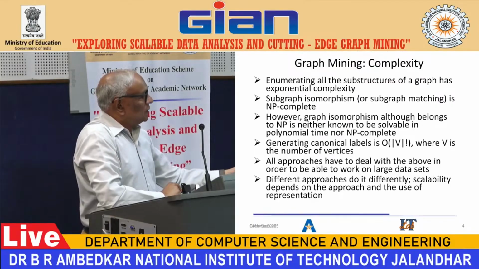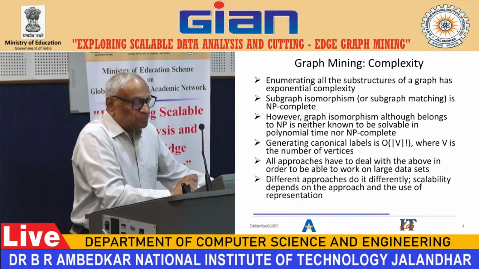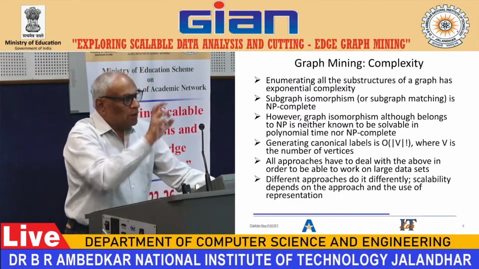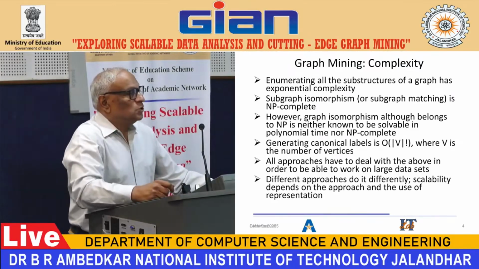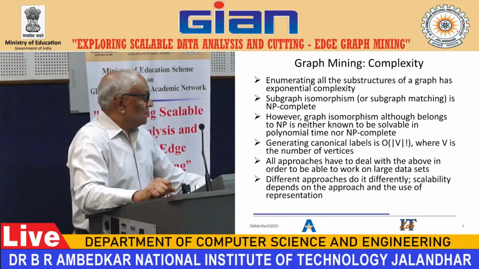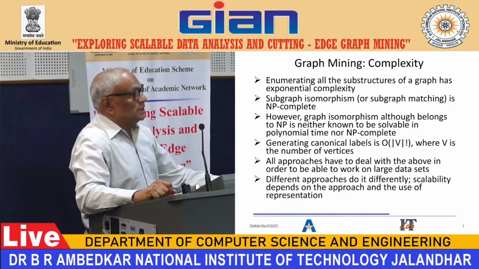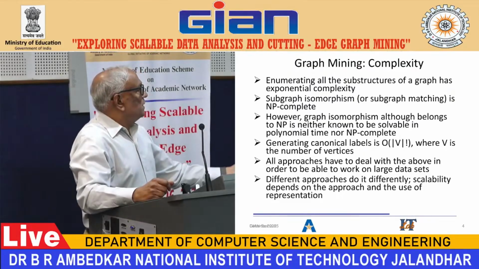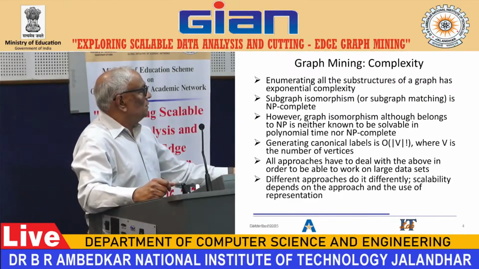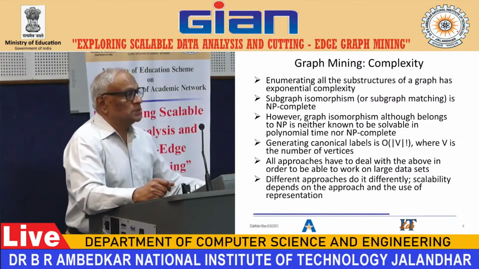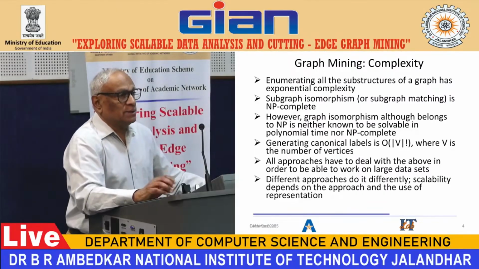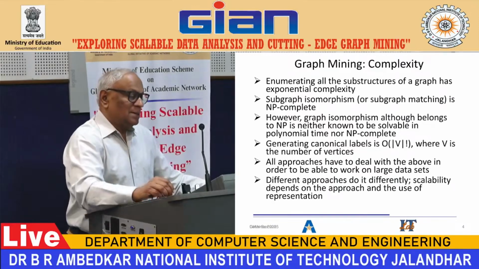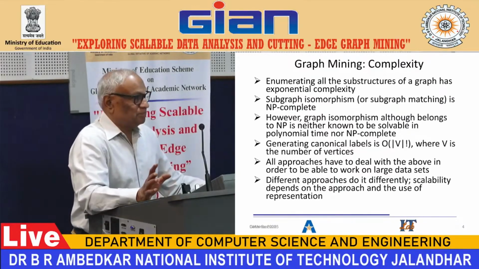The other thing is the notion of canonical labels. You can order a graph using canonical labels, and that computation is factorial in V, where V is the number of vertices. Factorial is really bad; factorial is worse than exponential. All approaches have to deal with the above in order to work on large data sets. Different approaches do it differently. Scalability depends on the approach and the use of representation. This is very important to understand. We just talk about scalability, but achieving scalability is not easy.